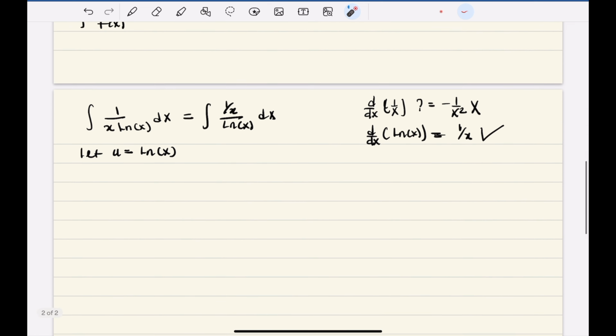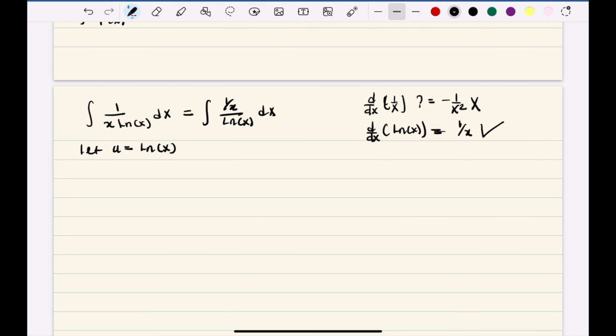So these are some examples. So let's continue with our problem. We have u equal to ln x. If you differentiate u, we're going to have 1 over x dx. And exactly that is what is appearing up here, 1 over x dx.